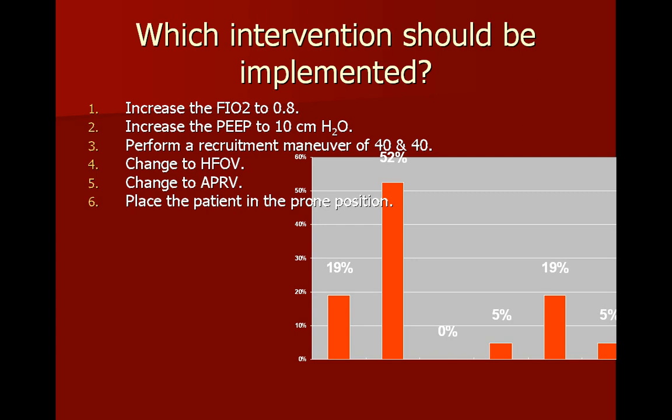Each of these interventions do make some sort of sense in the process, probably the least of which is increasing to 80%. If you have a PO2 that poor on 60%, you probably have a profound enough shunt that it's going to be refractory to oxygen therapy. Interestingly, nobody chose recruitment maneuver of 40 centimeters of water, 40 seconds. Really, that's institution specific. Some docs have really bought into it, and some have not. Hi-Fi is, again, an option that works.